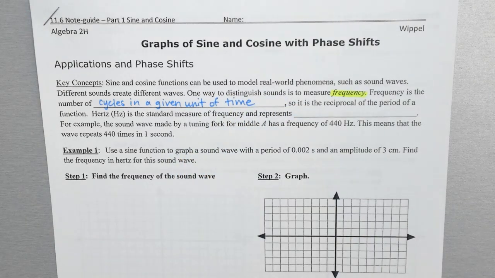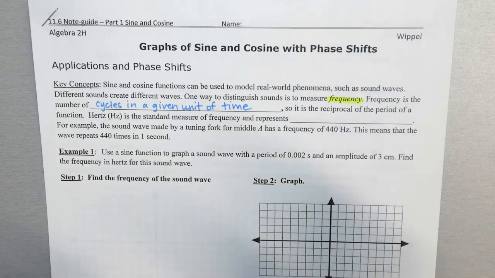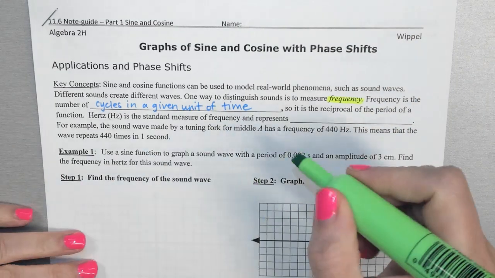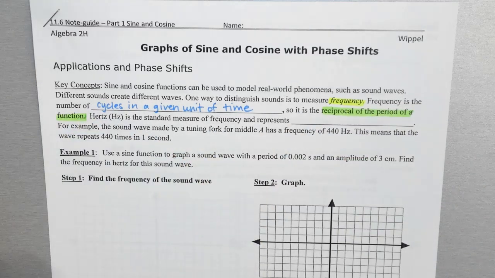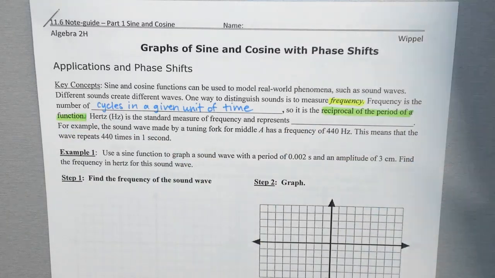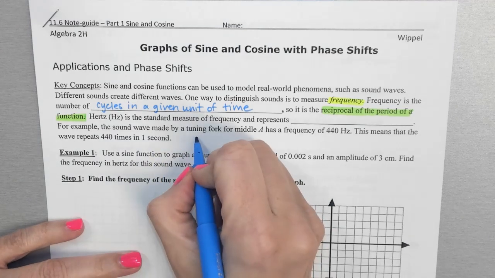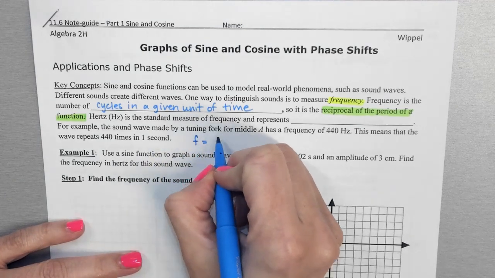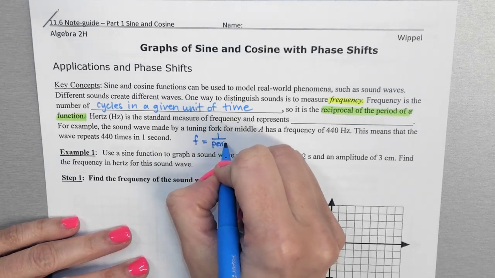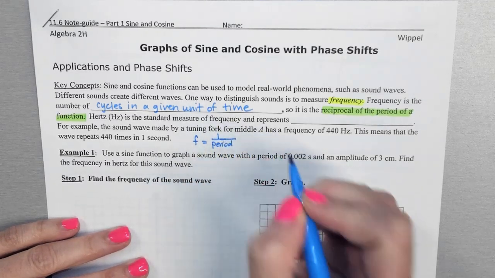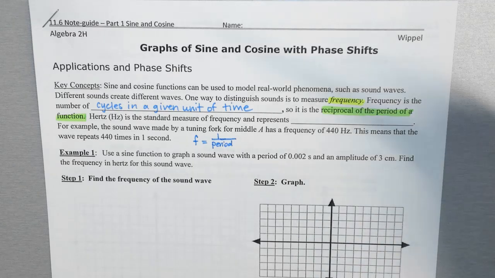It is the reciprocal of the period of a function. So we're just going to write that down below. The frequency, if it's the reciprocal, it just means it's 1 over the period. So that's how you would calculate the frequency, 1 divided by the period.